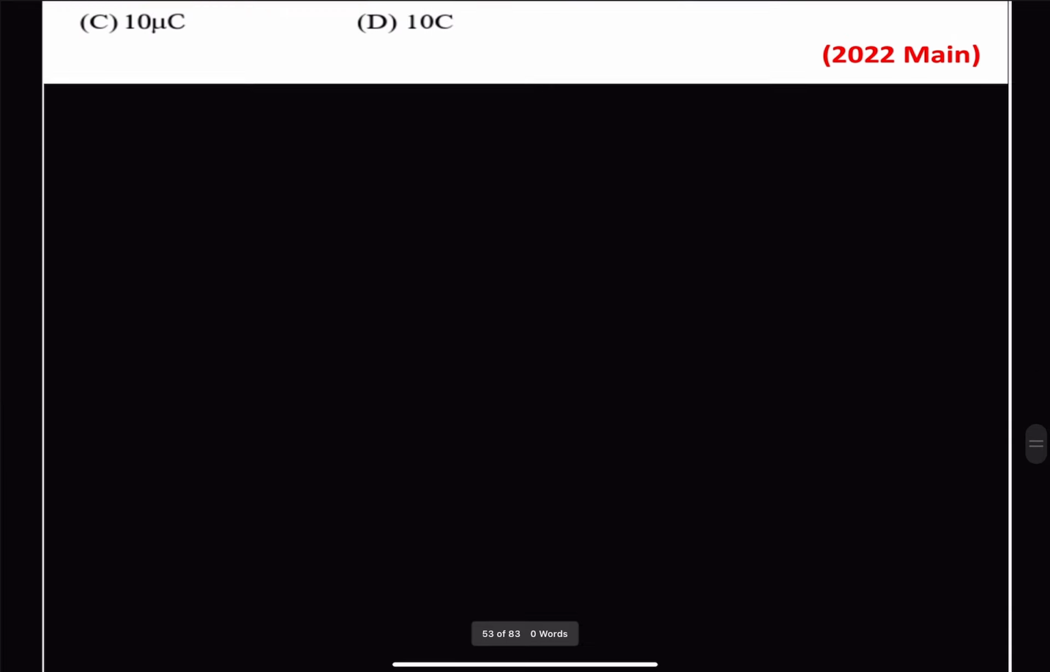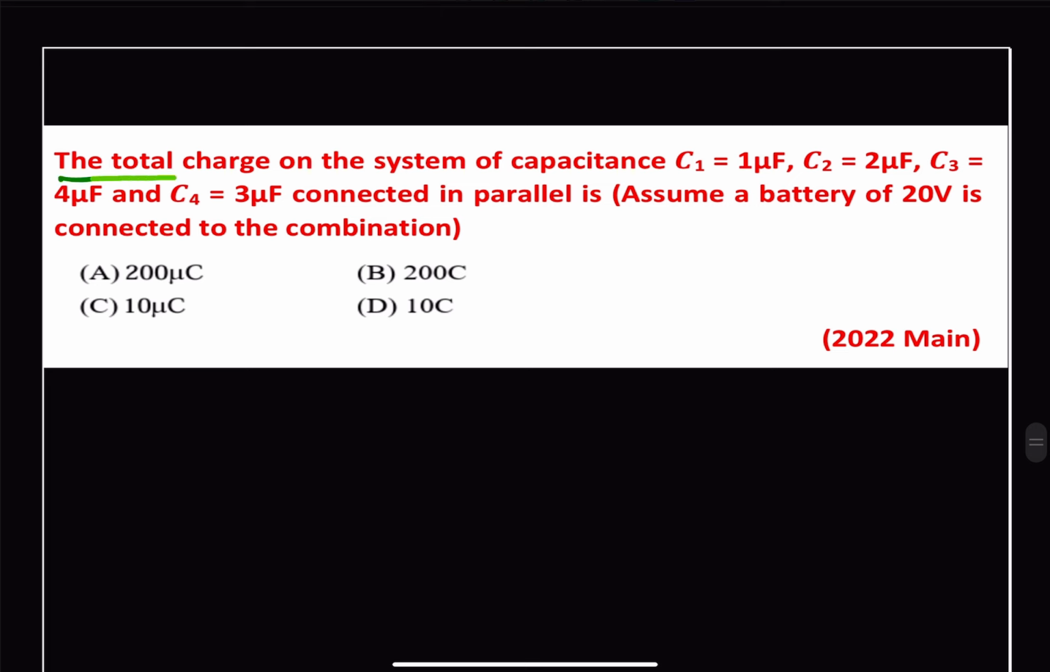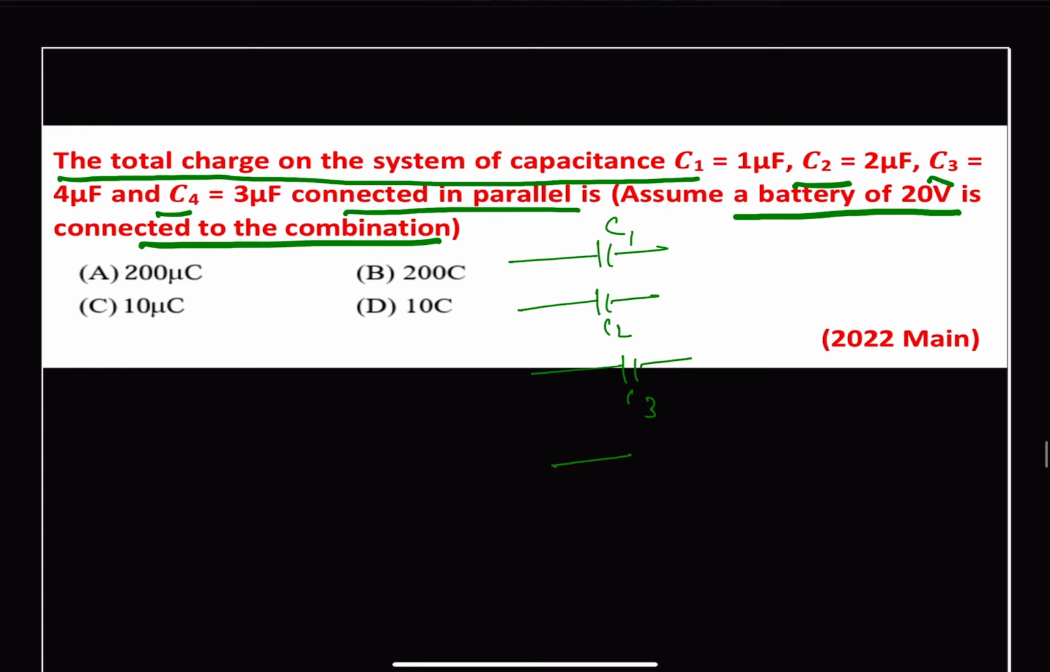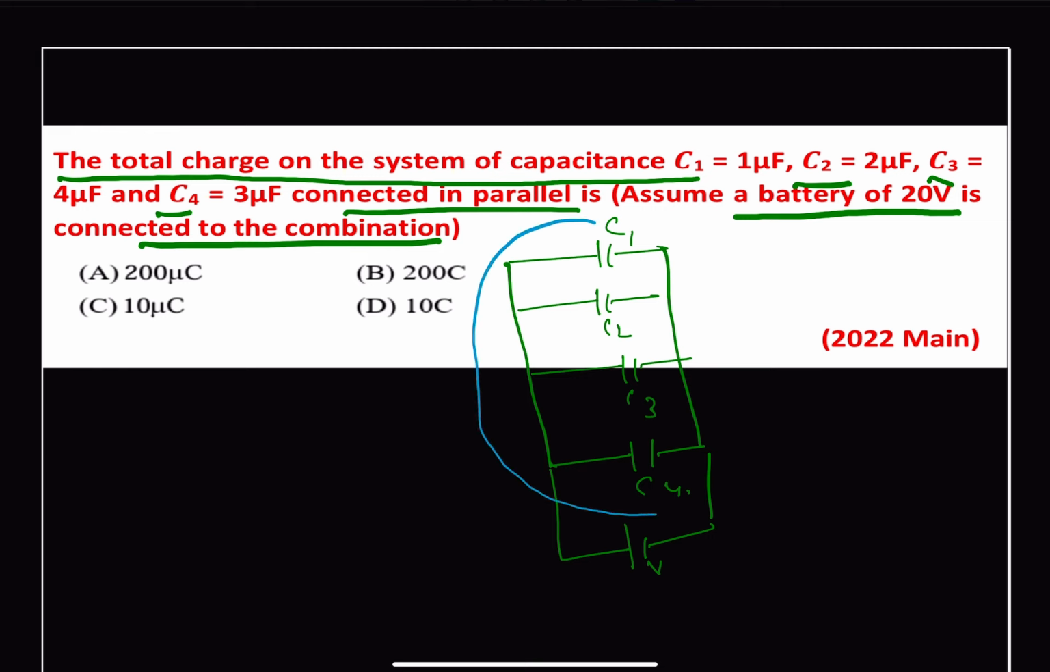Next question. The total charge in a system of capacitances C1, C2, C3 and C4 connected in parallel, assumed to a battery of 20 volt, is connected to the combination is. So we have 4 capacitors, this is our C1, C2, C3, C4, and all these are connected in parallel with a voltage source, let us suppose V. So we are going to find out the equivalent capacitance of all the 4 capacitors.